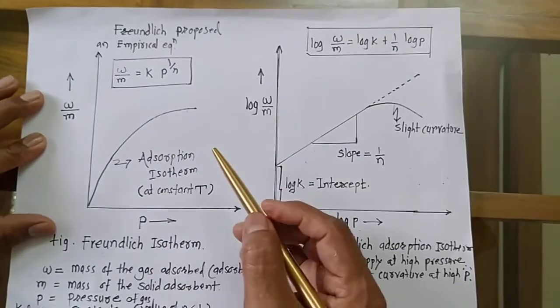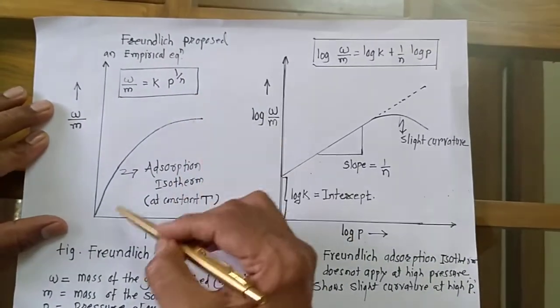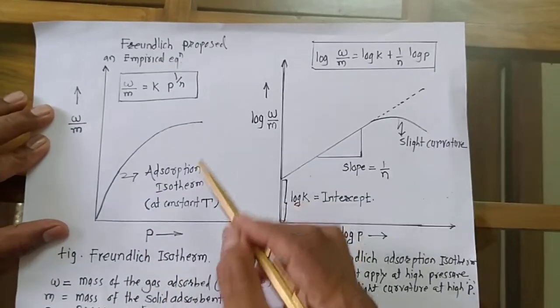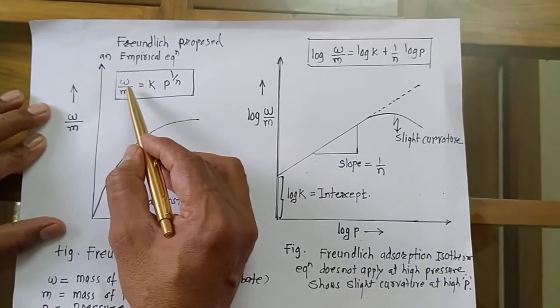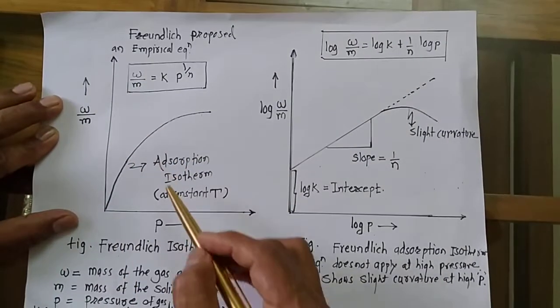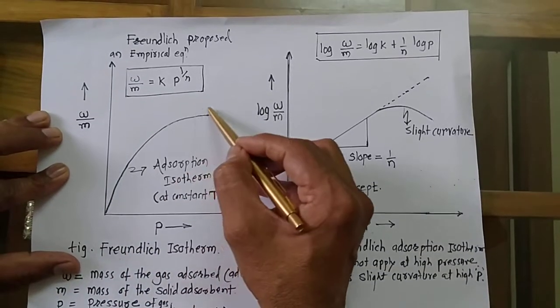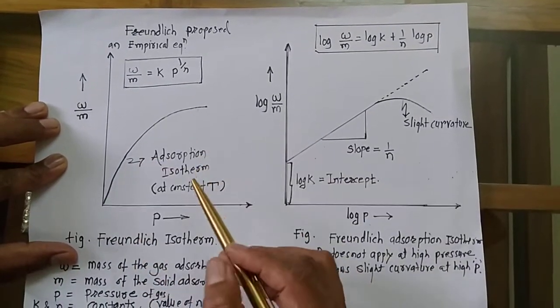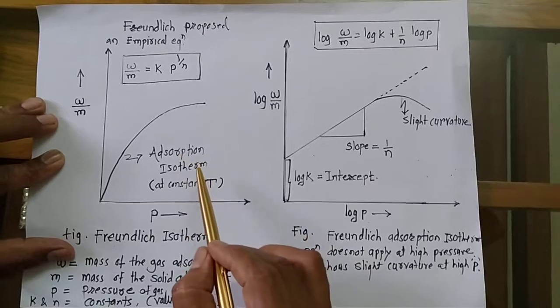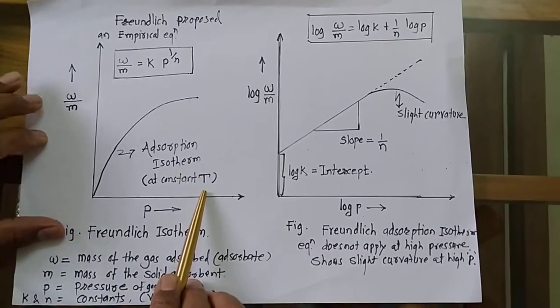This is the equation of the isotherm, and the plot of the amount of the substance adsorbed versus pressure gives a curve. This curve is known as the adsorption isotherm. It takes place at constant temperature.